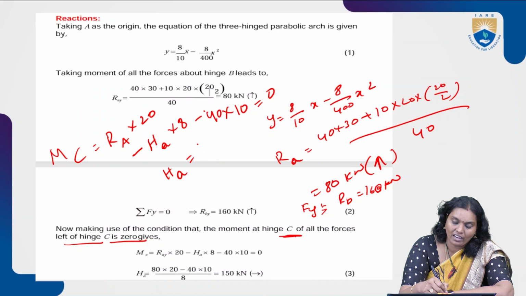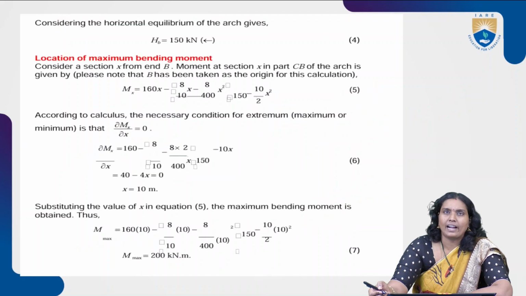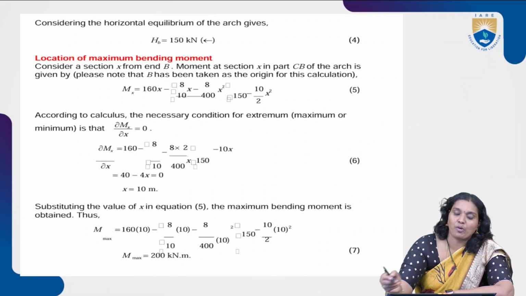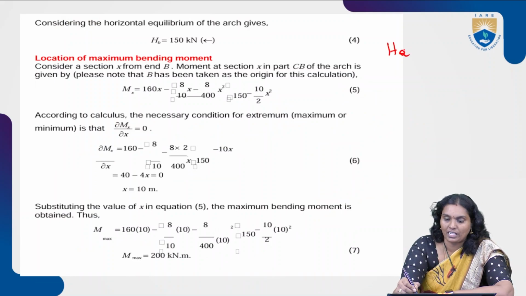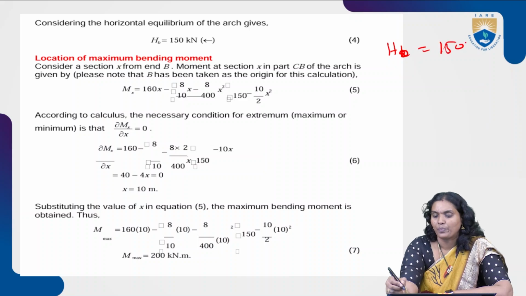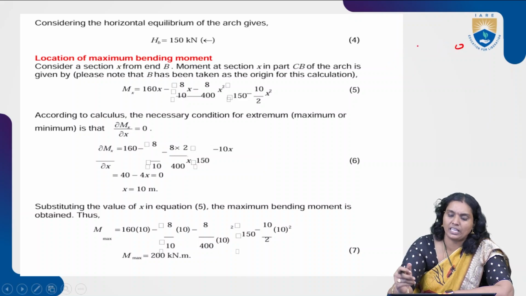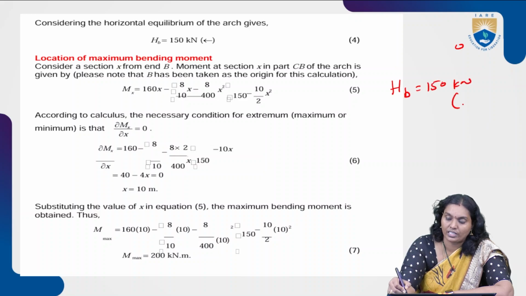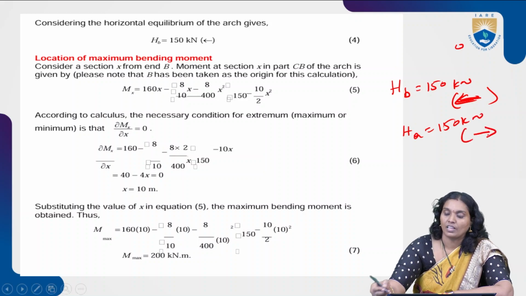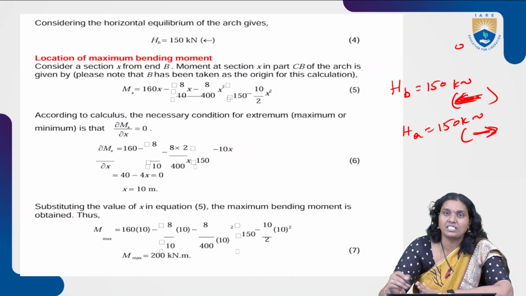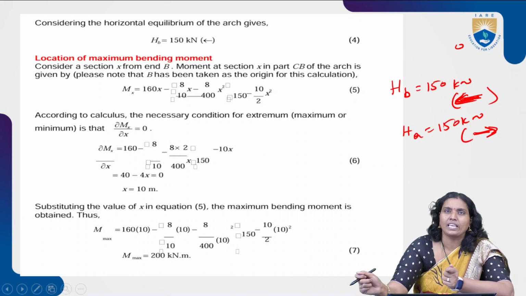After all the calculations, the horizontal reaction at A is equal to 50 kilonewton. Consider the horizontal equilibrium of the arch, in equilibrium condition. So HB is equal to 150 kilonewtons. Here HB, the horizontal reaction at B, is equal to 150 kilonewtons, push. And HA is equal to 150 kilonewtons, pull. HA is push, this is also from this side. So on both sides it is going to be in equilibrium.